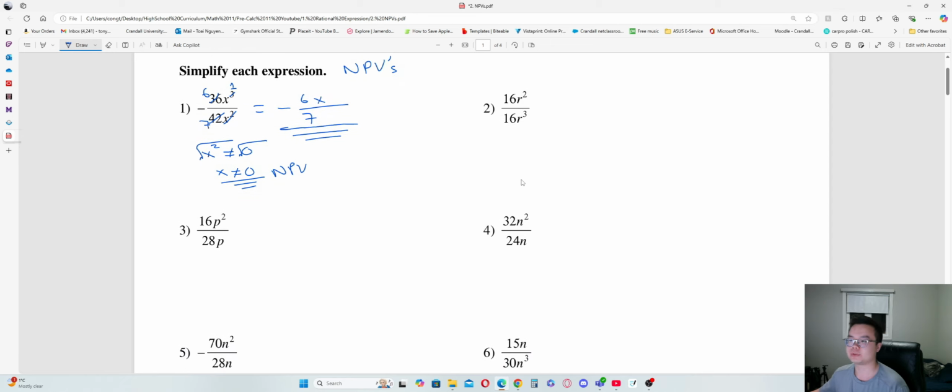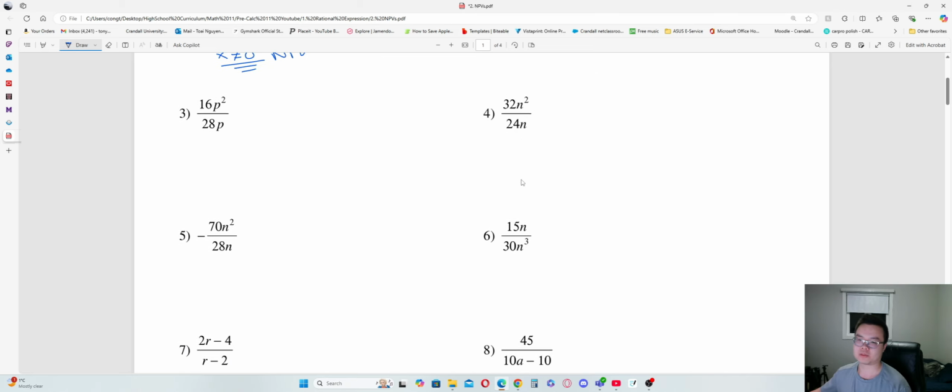Next, question 2 here. The first thing I can see is 16, I can cancel them out. R squared cancels out with the R cubed. I will have R to the power of 1 here. Then I will have 1 over R. The NPV I will have is R is not equal to 0. Pretty simple.